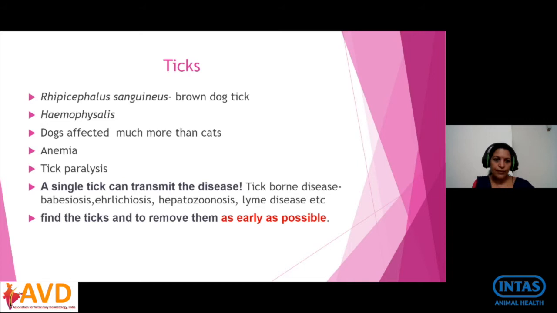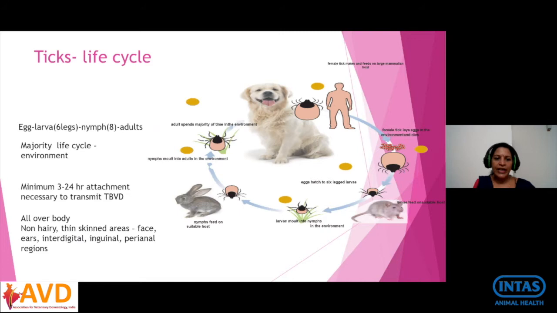Coming to the tick life cycle, after mating, the female tick will remain on the host, and then she will come out and lay eggs in the environment. Female ticks lay eggs in the environment and they will die. And the larva that hatches in a suitable environment will come out, and the larva will attach to a suitable host.